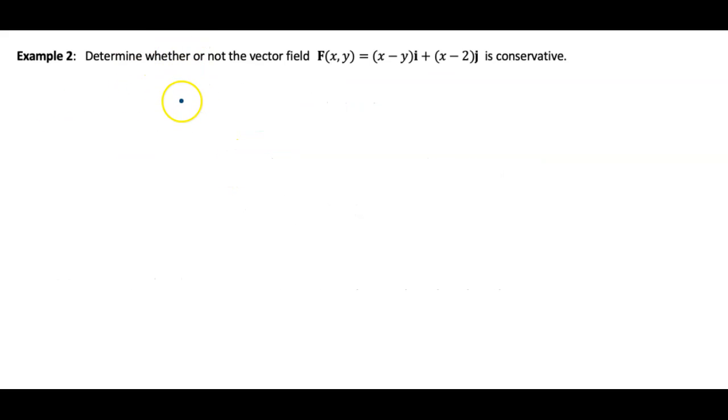So in example 2, we want to determine whether or not the vector field is conservative. We've got F of x, y is equal to (x - y)i, and so this is our P, plus (x - 2)j. So this is our Q. Then all we're doing is seeing if the partial of P with respect to y is equal to the partial of Q with respect to x.